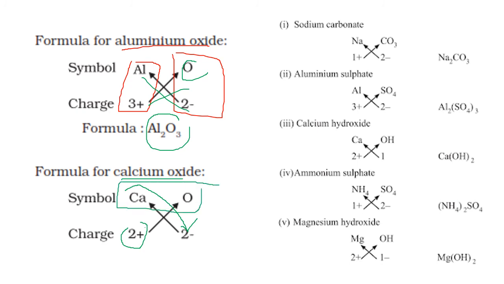Here also 1 and 2, so Na2CO3. This is how all the compounds are formed. So first of all, what you have to do is segregate the metals on the left-hand side with the plus sign, and the negative on the right-hand side, then cross over, and then you will obtain the formula from the valencies.